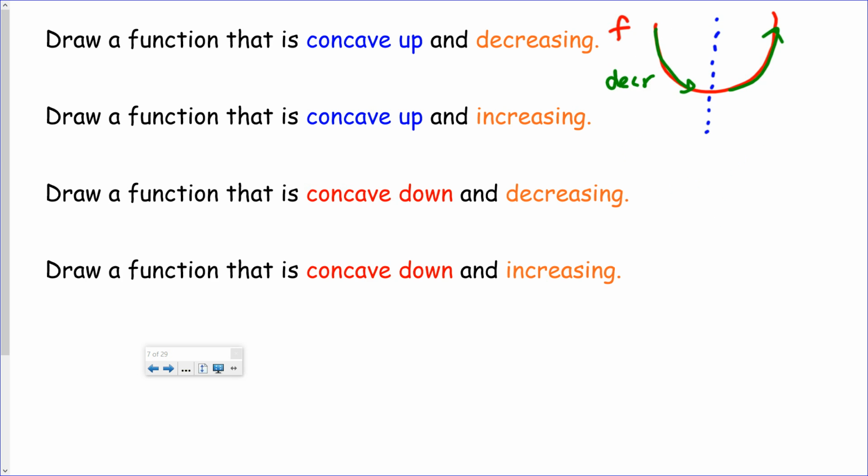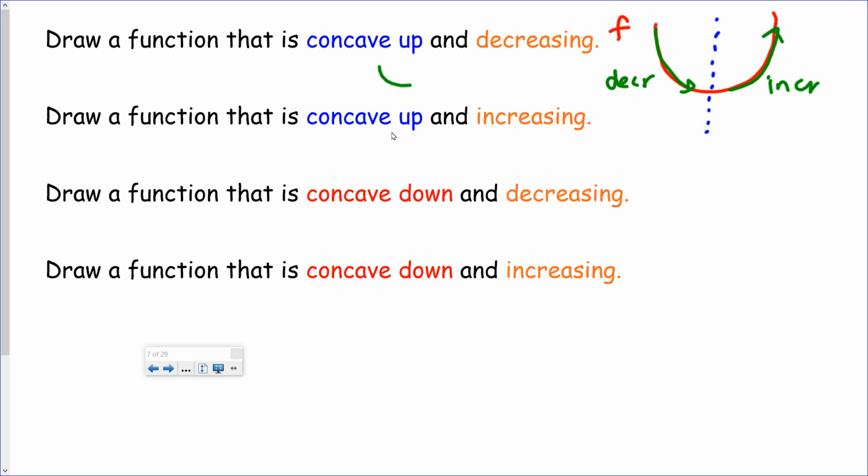And on this side of the concave up cup, this side is increasing. So if I asked you to draw me a curve that's concave up and decreasing, you would draw me something like this. Does that make sense? You would draw me something like this, right? You would not draw me the right side of the curve. You would draw me the left side of the curve. Is everybody good with that?